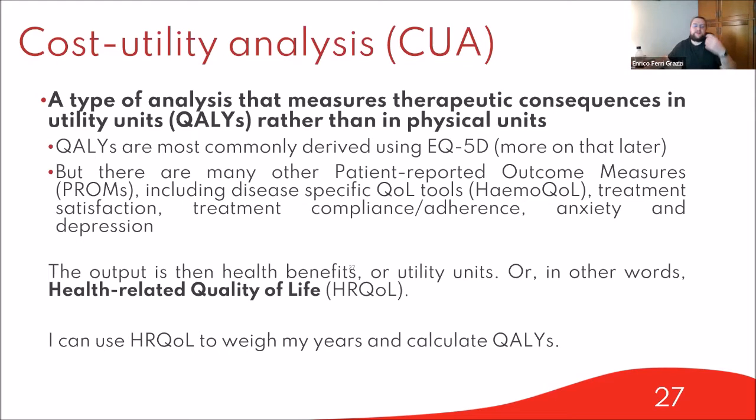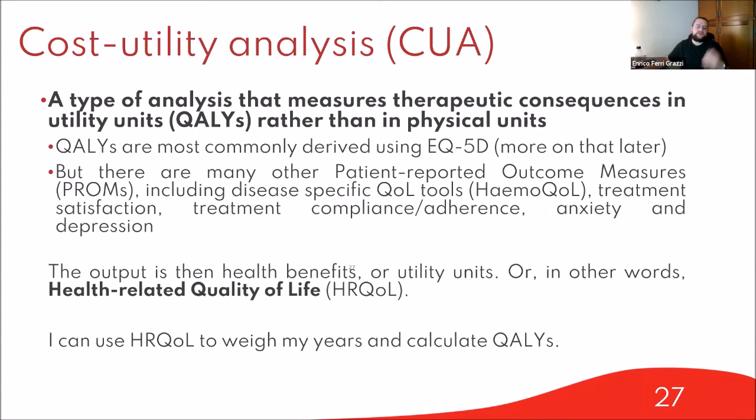So the QALY is the most used utility measure. It's quality adjusted life year, and it's most commonly derived using the EQ5D. More on that later. But there are many other patient reported outcome measures, including disease-specific tools like the Hemo-QoL and Hemophilia, treatment satisfaction, treatment compliance, anxiety and depression measures. There is a lot out there.